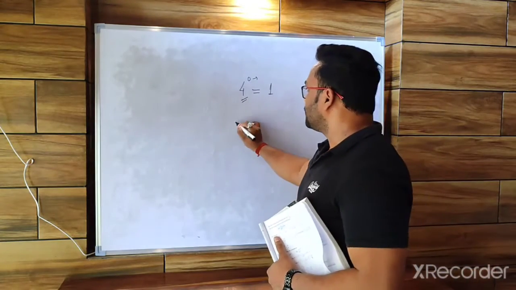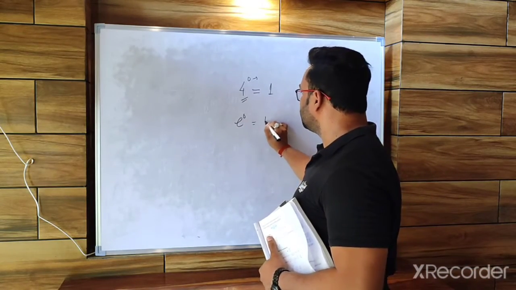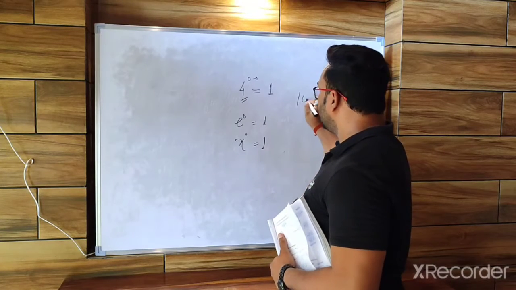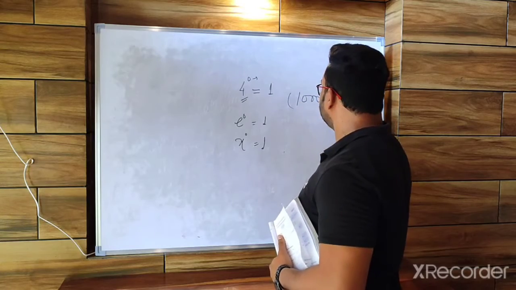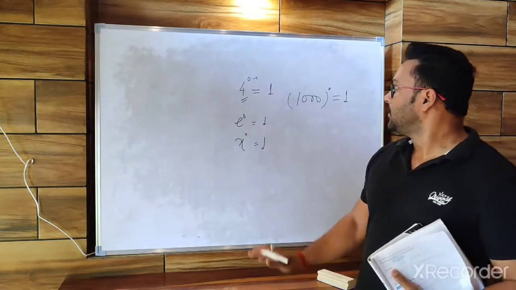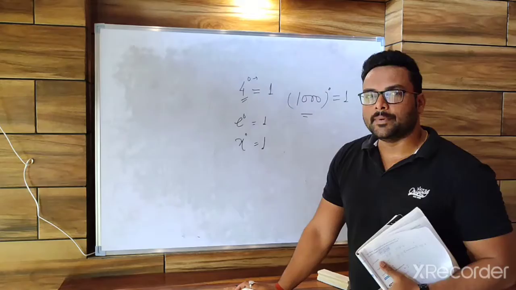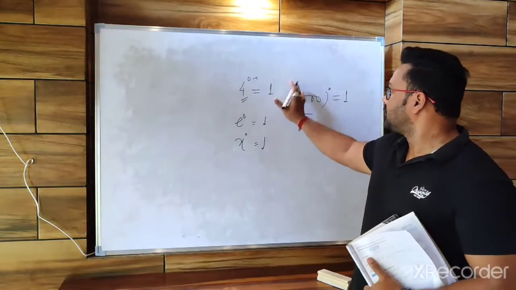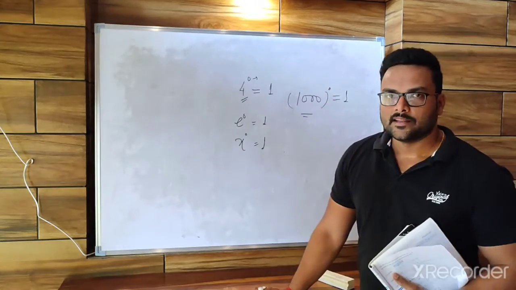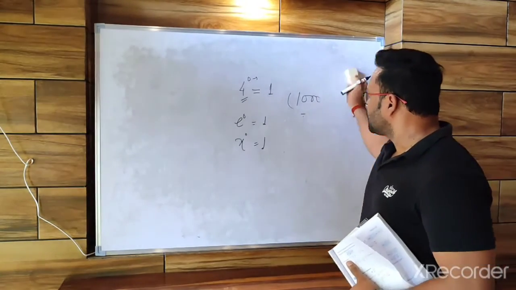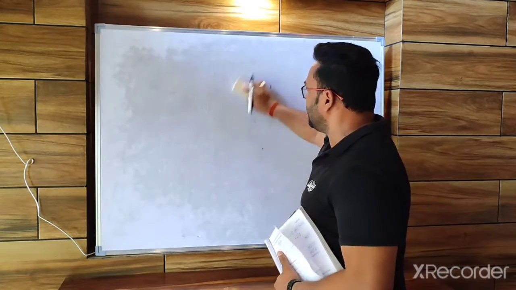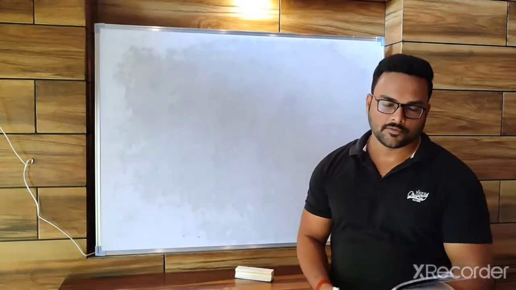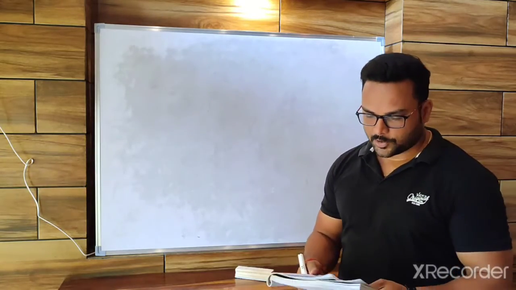Okay? Suppose e to the power 0 is equal to 1. x to the power 0 is equal to 1. 1000 to the power 0 is equal to 1. So, regardless of the base, if the power is equal to 0, its total value will be equal to 1. Hope you understood this. It is very easy, and interesting also. Some questions are there in the book that will follow up after this last property.